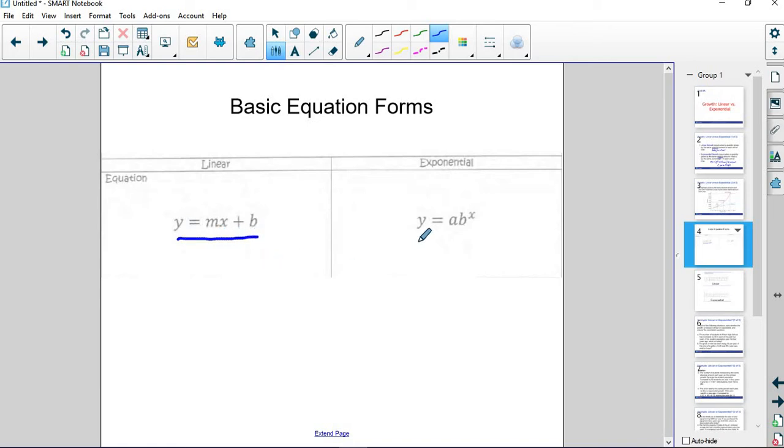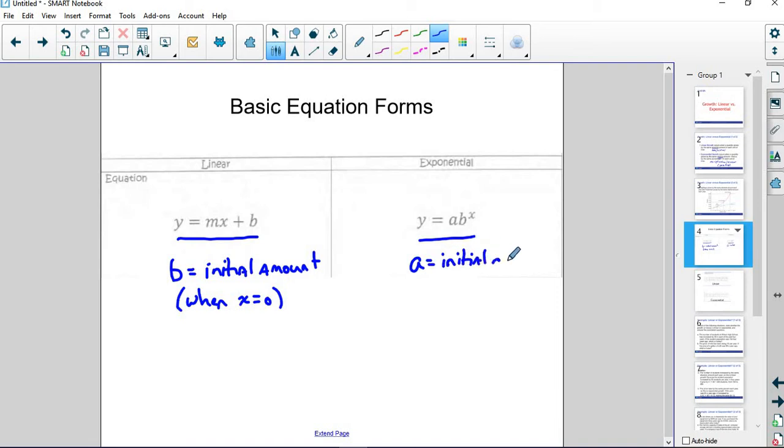Linear, right? X and Y are the variables. And so B is what we call the initial amount, and that is when x equals 0. Okay, so it's not necessarily the first number in your table, if you're given a table of values, it is when x equals 0. Okay, over here, A is the initial amount, and it's not really convenient that we use different letters, but it's just the way that it works, and that's when x equals 0 also.